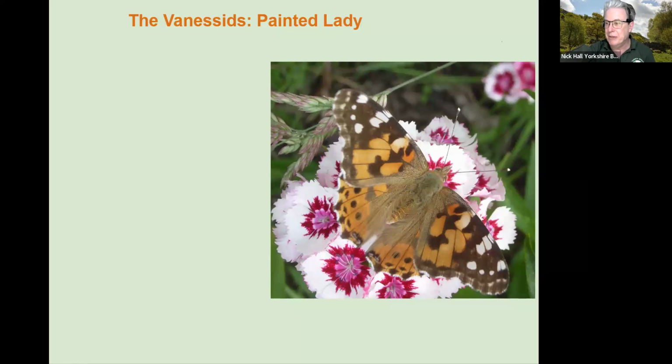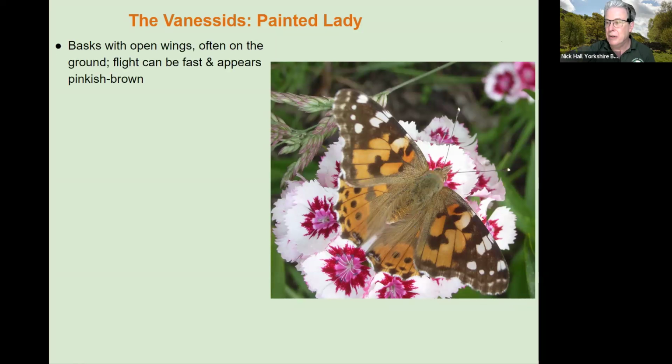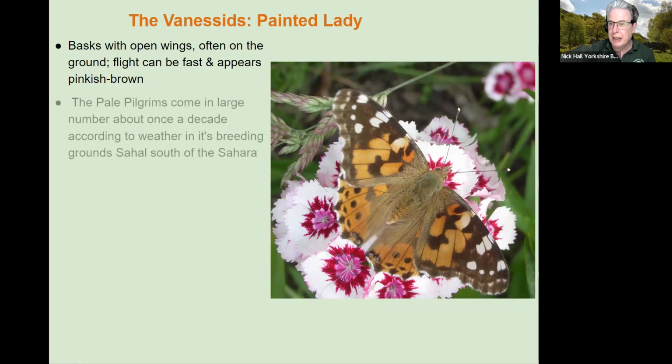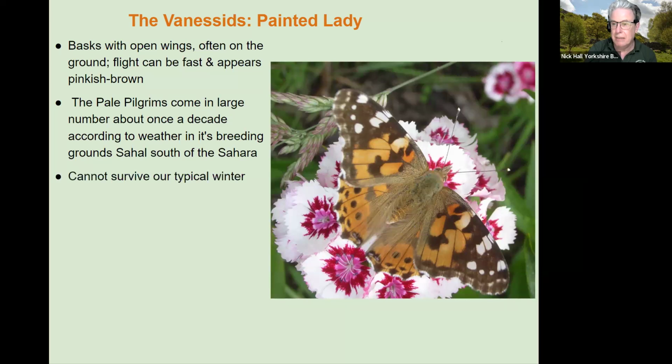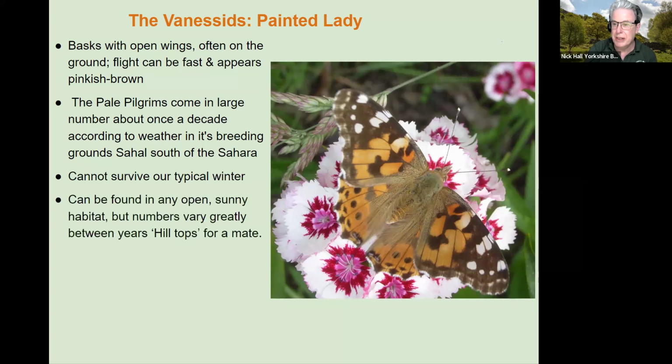Well, the vanessids are pretty easy because they're big and they're beautiful and they're huge and they're coloured. Painted lady will be familiar to many people. Always basks with its wings open. It's very fast. It's this lovely pinkish, salmony, orangey brown colour. Some people call them the pale pilgrims. They do come in very large numbers some years, about once a decade. They're coming up from south of the Sahara. Everybody thought they used to breed in North Africa. They don't. They go way down south, right down to the West African coast. They can't survive in our winter.